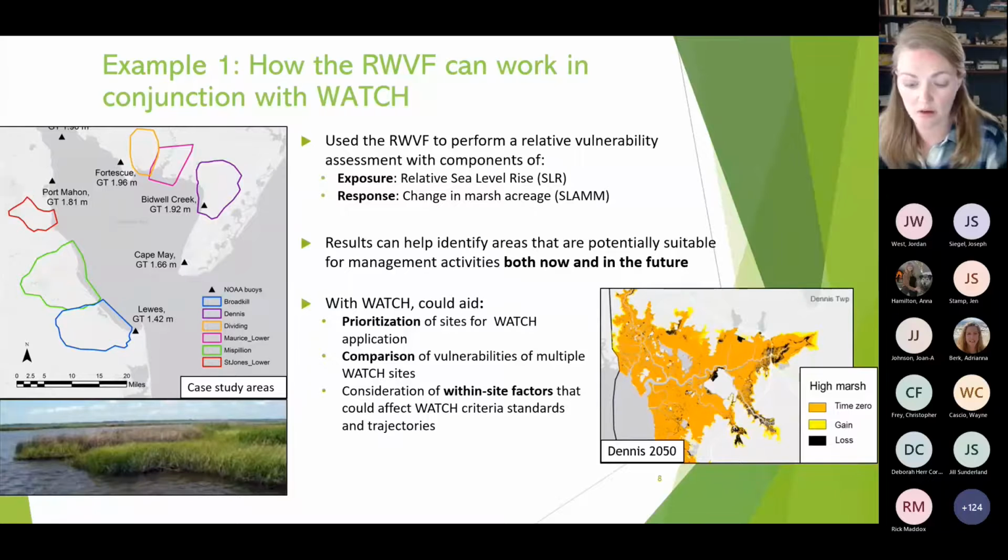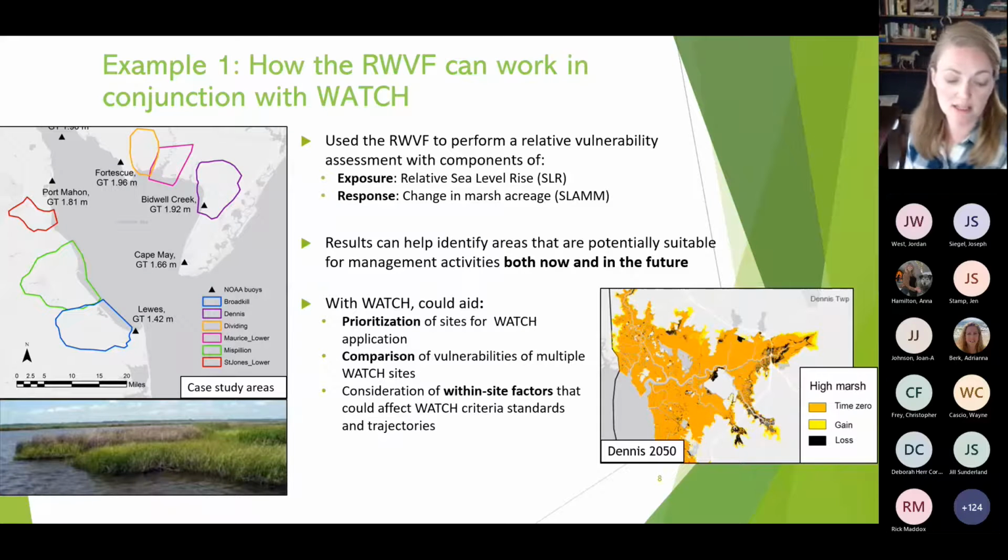And so Jordan had already gone over a little bit of this example from Dennis Creek, so I don't want to spend too much time. But in that example, we did use the relative wetland vulnerability framework to assess the exposure of salt marshes in Dennis Creek to sea level rise and track some of those changes in salt marsh acreage as the response, with the major goal being to help identify suitable management tactics for both now and into the future.